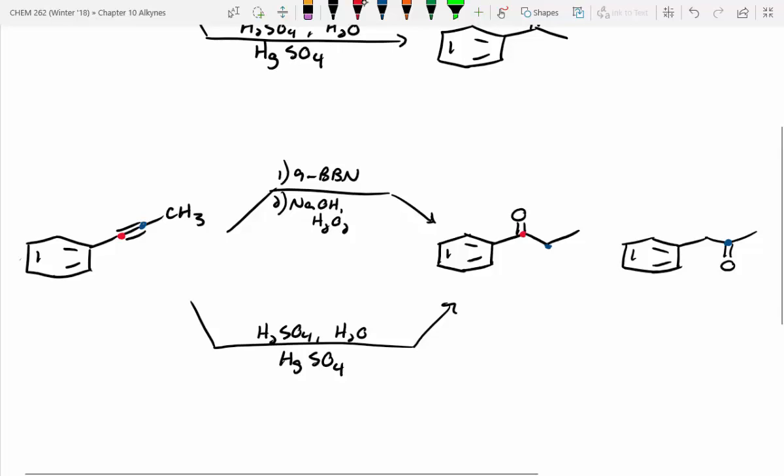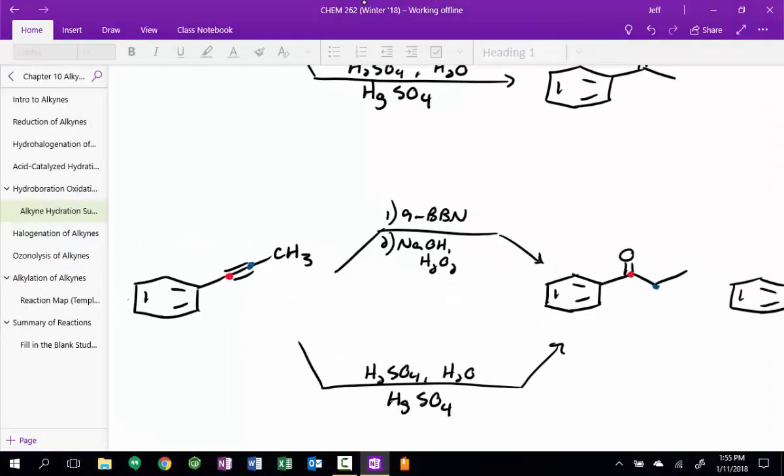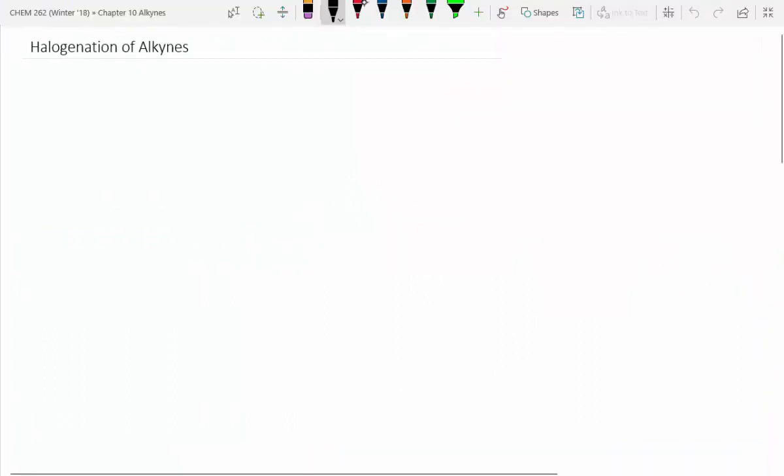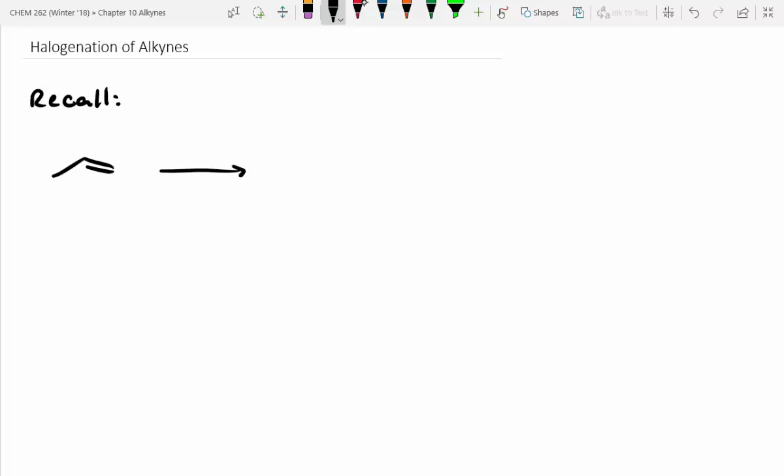All right, so let's jump into a new reaction, but luckily it's kind of review. This is halogenation of alkynes. And let's review what we learned last chapter. We said if you've got an alkene, in fact, I'm going to make it like this. You can add bromines across in an anti-orientation by treating it with Br2, right?